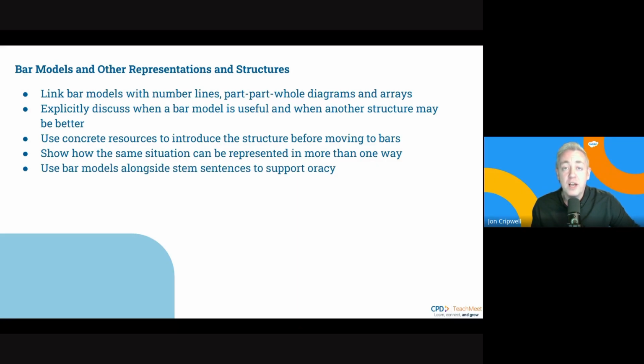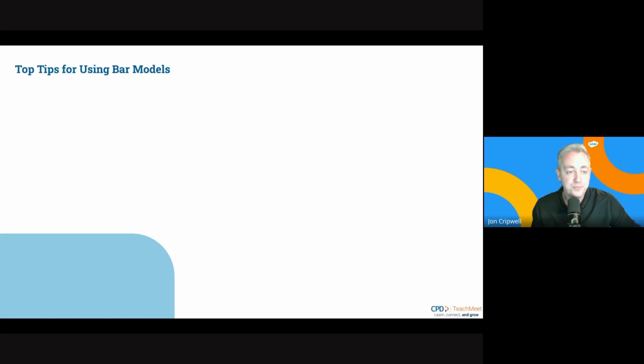Using STEM sentences alongside bar models can really support oracy and really develop that thinking. Again, the aim is to move away from using the STEM sentences, but to introduce a topic and a rule or a way of thinking, STEM sentences are a really helpful means to do that. And using them together as a class, repeating them together, and using them to instruct your partner on what to do next is really beneficial.